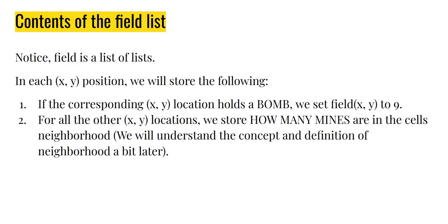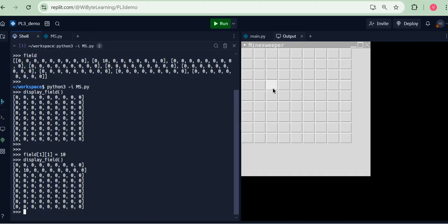Now we will formally understand the concept of neighborhood definition a little bit more carefully later when we start coding this, but the idea is very clear. Basically, let's say I look at this cell, I look at all its neighbors, I just ask myself how many of these are containing bombs, and that number I'll go and store in this cell. We will see this more carefully later.